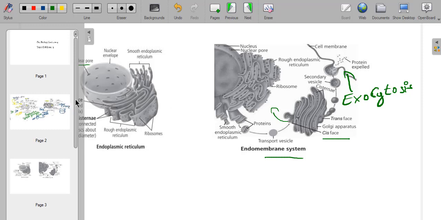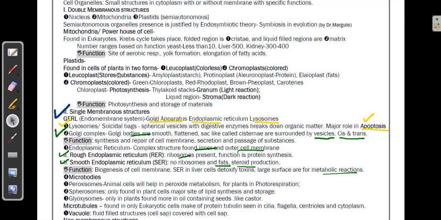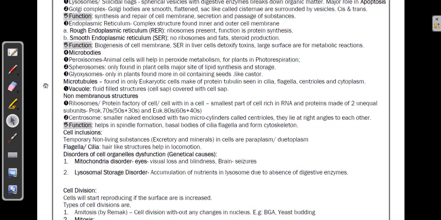Now we'll go back to the next regions. The next single membrane structures are the microbodies. The reason we call them microbodies may be that they are the smallest structures inside the cell, and they also play a major role. The first one is the peroxisomes. The peroxisomes in animals help in peroxide metabolism. Peroxide is one of the effective oxides that can oxidize a lot of substances. That's why peroxisomes are specifically involved in H2O2 metabolism.